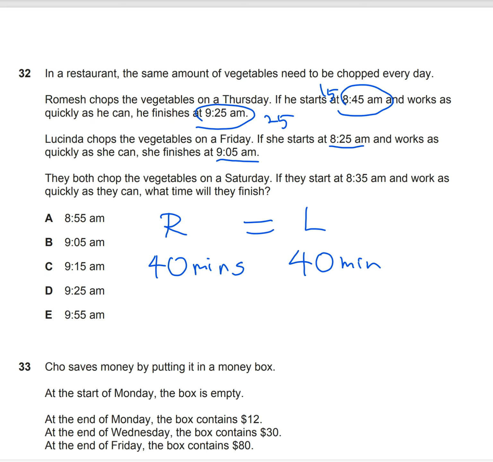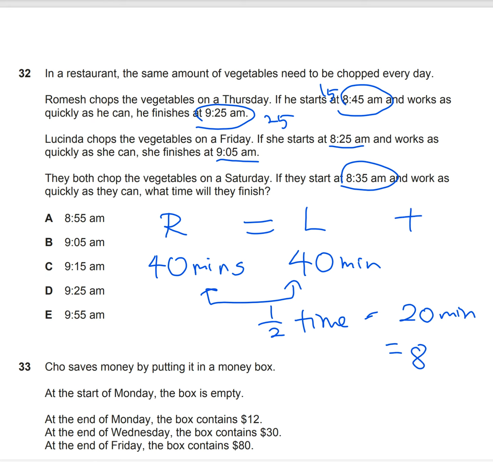And that means that when they both chop on Saturday, if they start at 8:35, then if they did it individually, it'll take 40 minutes. But because they're doing it together, it'll take half the time, which will be 20 minutes. So we do 8:35 plus 20 gives us 8:55, or option A.